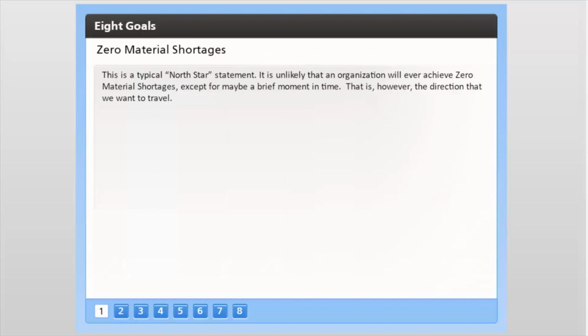Zero material shortages. This is a typical North Star statement. It's unlikely that an organization will ever achieve zero material shortages, except for maybe a brief moment in time. That is, however, the direction that we want to travel.